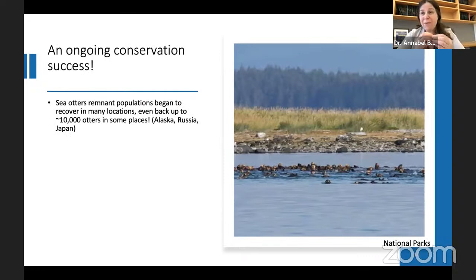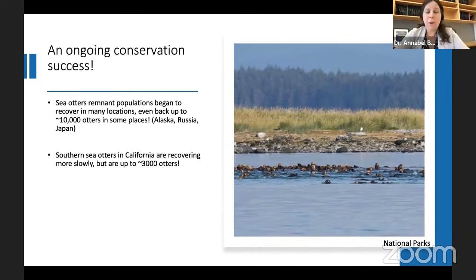Some of these tiny remnant populations have blossomed back up to the tens of thousands in Alaska, Russia, and Japan. So they're back up to numbers that we might think of before the fur trade, and that's really incredible. In California, it's going a bit more slowly. They're back up to about 3,000 otters, which is great compared to the 30 to 50 that made it through the fur trade, but maybe not back up as high as they used to be.